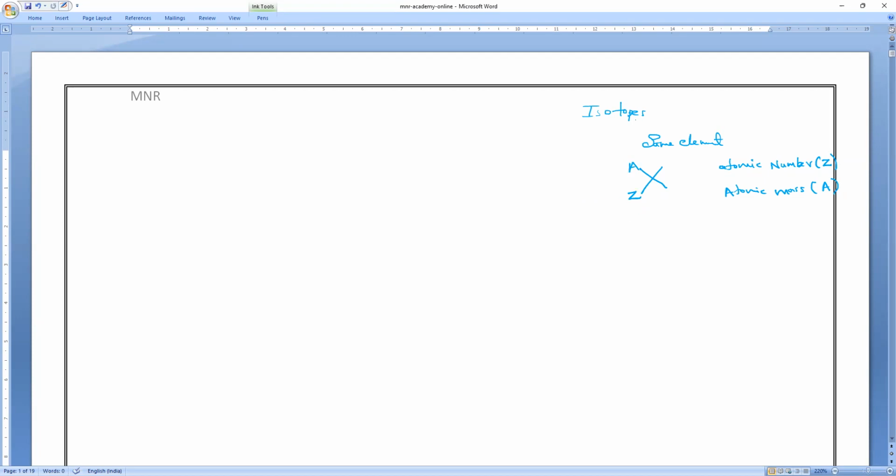So what do you mean by isotopes? Same atomic number, Z remains constant, but different mass number, different atomic mass. That is what we call isotopes. We'll study that, you don't need to worry. So today's class, we are going to study molecules of compounds.